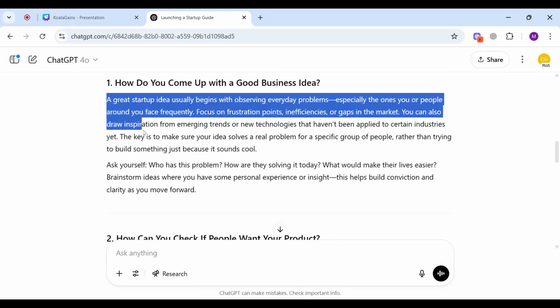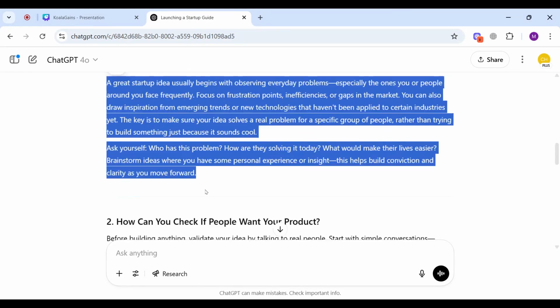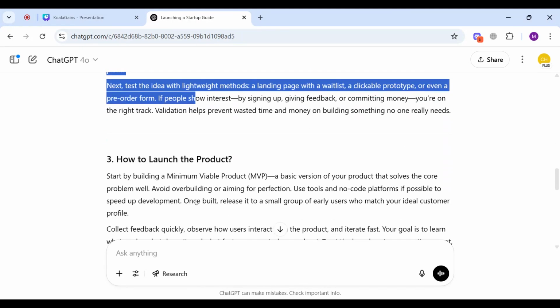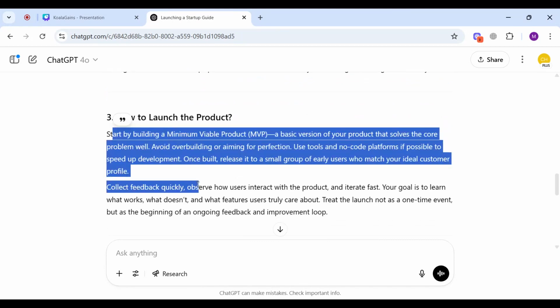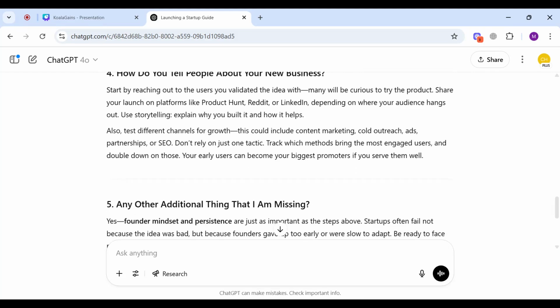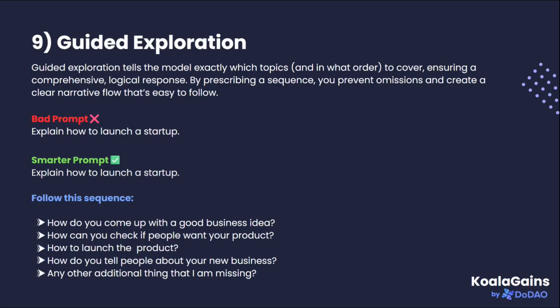First, it starts the response by answering this question: how do you come up with a good business idea? Then it answers me, how can I check if people really want my product? Then it answers me how to launch a product. And in the same manner, it continues to answer all my questions. Guided exploration helps AI think more deeply and also helps it avoid skipping over important points.